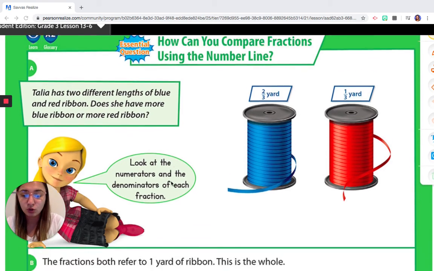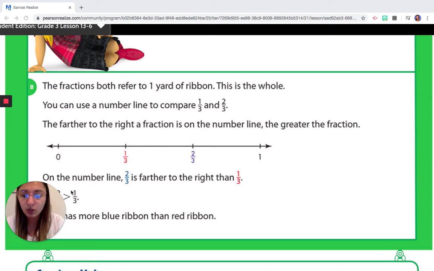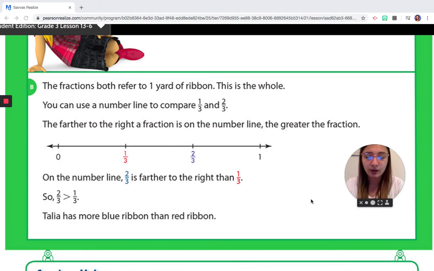So we're gonna scroll down here. I'll move myself over. All right. So it says the fractions both refer to 1 yard of ribbon. So the 1 yard is going to be our whole. We're going to use a number line to compare these because that is the easiest way to be able to see it instead of just trying to do it in your head. So we have the number line here. We have 0 to 1 because we had 1 yard as our whole. And they have plotted the fractions 1/3 and 2/3.